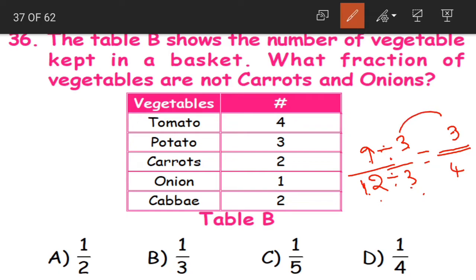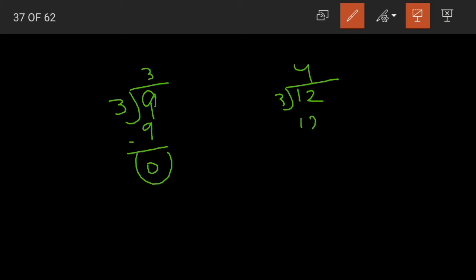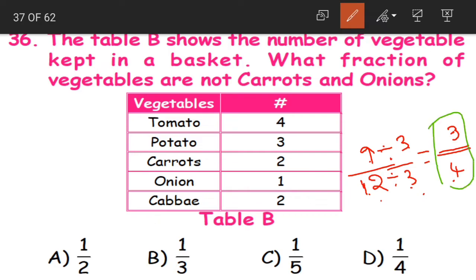See, 3 3s are 9 and 3 4s are 12. 9 divided by 3, 12 divided by 3. We have 3 3s are 9. When we subtract, 0 is our remainder. 3 4s are 12, and when we subtract, 0 is our remainder. So 9 divided by 3, 3. 12 divided by 3, 4. So what is our answer? 3 by 4 is our answer.